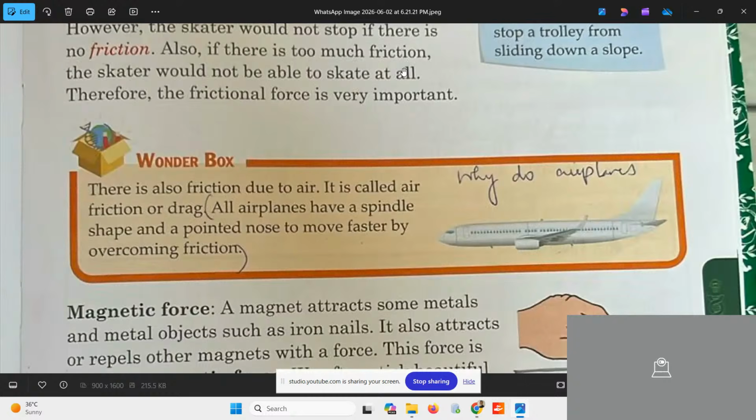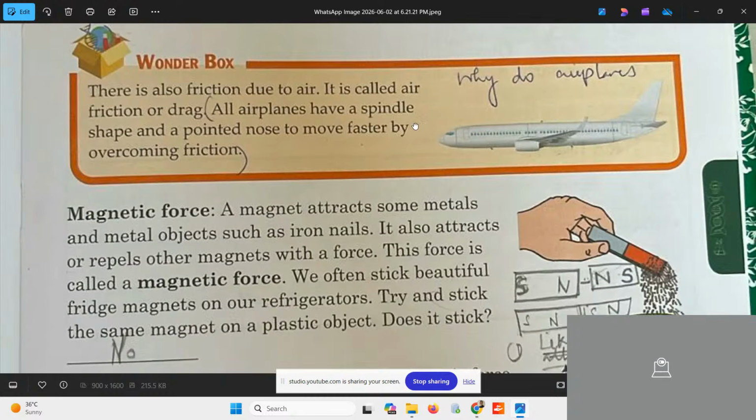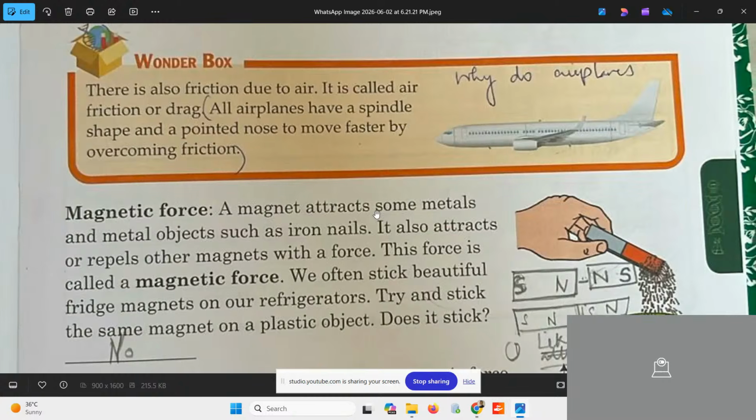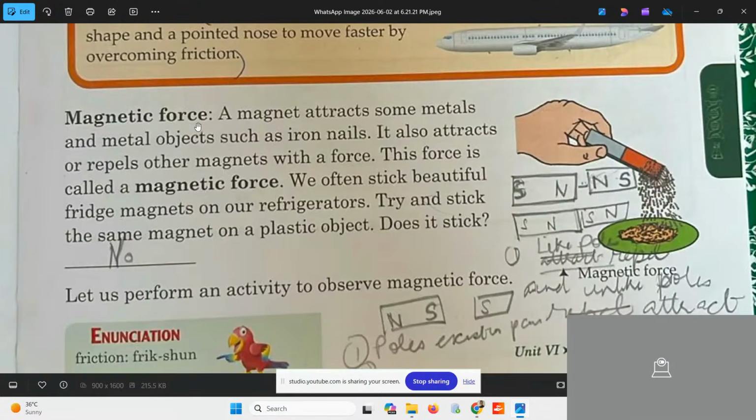Let's jump to the last type of force, which is called magnetic force. Very easy. As the name suggests, who will apply magnetic force? The magnet. The force applied by magnets is called magnetic force. A magnet attracts some metal objects such as iron nails because of magnetic force. It not only attracts, it can repel also. You know the concept, right? I have taught you, right?